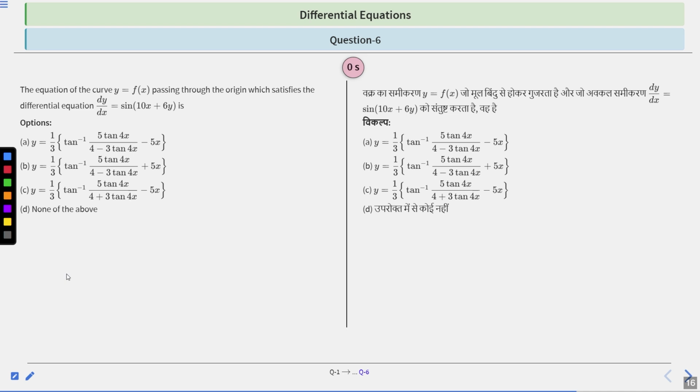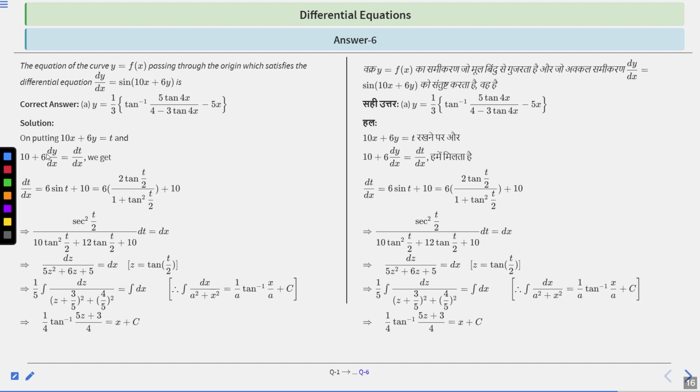Okay, let's move to the solution part C. As we have discussed, putting 10x plus 6y is equal to t and differentiating both sides, we will get 10 plus 6 dy by dx is equal to dt by dx, right? Therefore we can put dt by dx is equal to 6 sin t plus 10, where 6 sin t can be written as 2 tan t by 2 upon 1 plus tan square t by 2, plus 10.